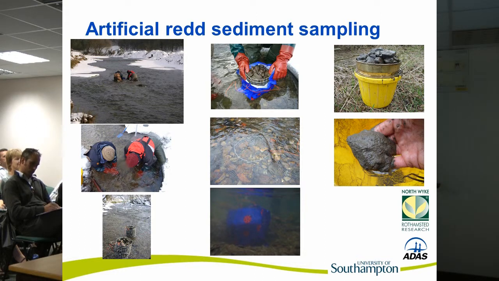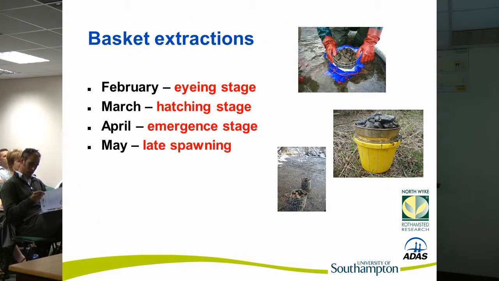And as you can see in the top left, we do actually still put these in if the conditions are pretty tough. So, in terms of the work that's occurred to date, we installed baskets at those outlet sampling sites in December 2012, and then we're linking the extractions to critical periods in embryonic fish development. So we take the baskets out in February to try and have a link with the eyeing stage, in March to have a link with the hatching stage, in April for the emergent stage, and then in late May to try and capture the late spawners.